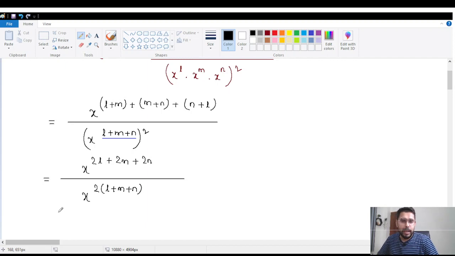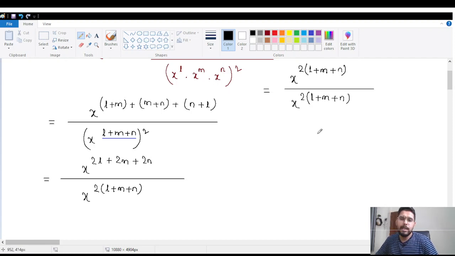So now the next step, I'll do it over here. Just like in the denominator, we can make the numerator the same. We can write x to the power of 2 times L plus m plus n, and here also let's keep the same, 2 times L plus m plus n.